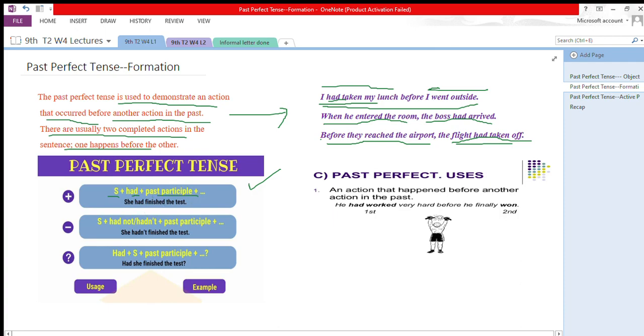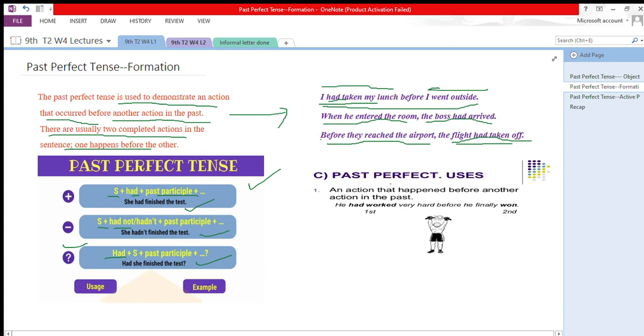She had finished the test. Now here only one action, and that is described in past perfect. So we have no confusion. And for negative sentence, subject plus the addition of not. Had not or hadn't, and third form of the verb. She hadn't finished the test. And for interrogative or question, you are going to place the helping verb in the beginning. Had she finished the test? Helping verb, then the subject, and then the third form of the verb.